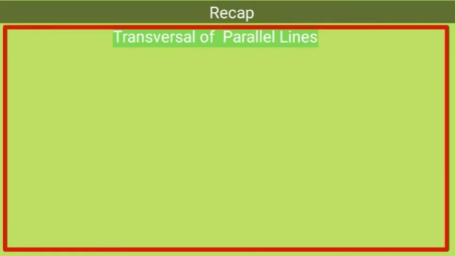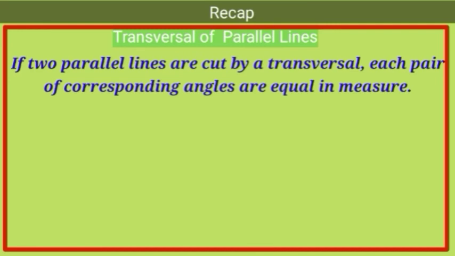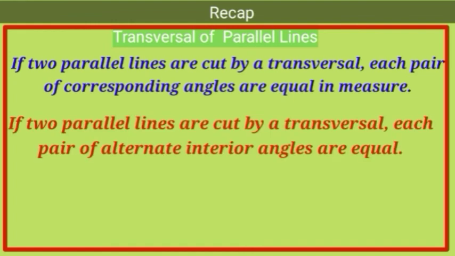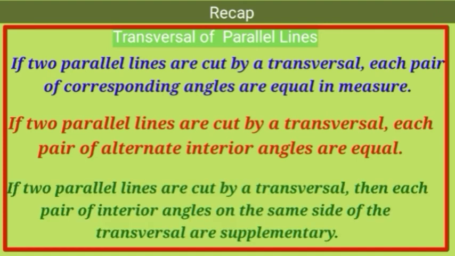So dear children, now let's recap today's topic. Transversal of parallel lines. When a transversal cuts two parallel lines, we have the following interesting relationships. First one, if two parallel lines are cut by a transversal, each pair of corresponding angles are equal in measure. Second one, if two parallel lines are cut by a transversal, then each pair of alternate interior angles are equal.